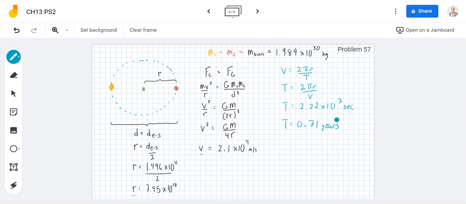So I find it interesting, actually, that in this case here, this is the Earth-Sun distance. So if the Earth had a bigger mass, it would actually, instead of taking the full year for it to go around, it would only take 0.71 years to go around. And that's it for problem set number 2.